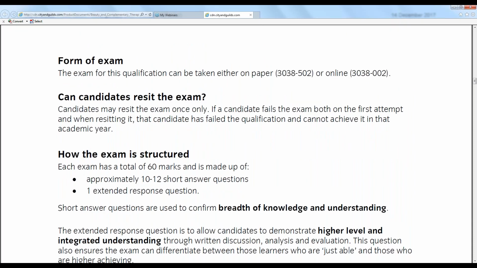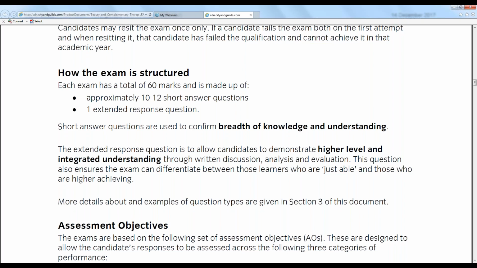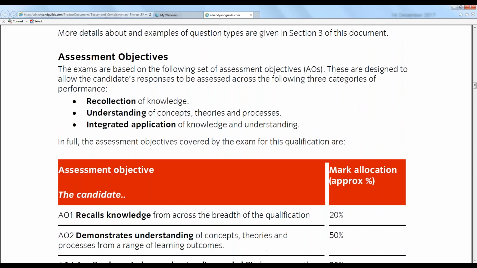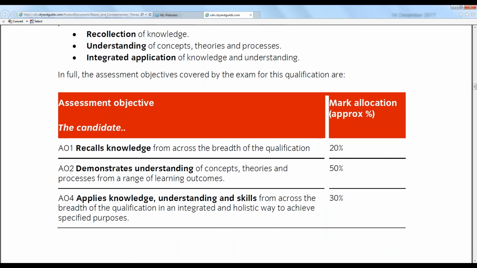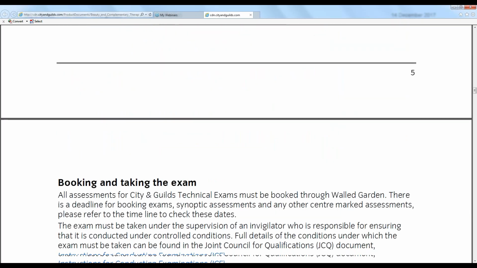So again, this goes through what I've already been through: for the total exam, it's 60 marks. There'll be 10 to 12 short answer questions and 1 extended response. This is what I went through a little while ago about recollection and understanding. We've got 20% recall knowledge, which is your list, label, identify, type command verbs. Demonstrate understanding is going to be from your describe, explain, compare, justify. And then 30% is going to be from your extended response question.